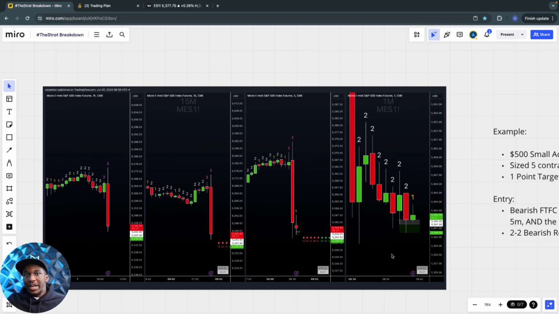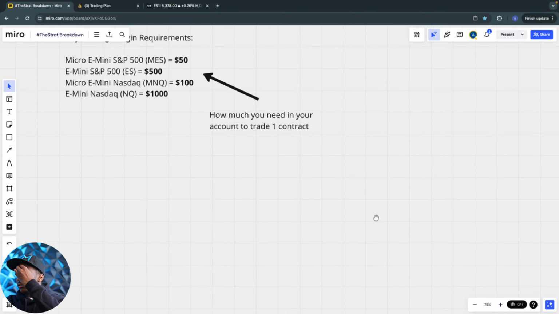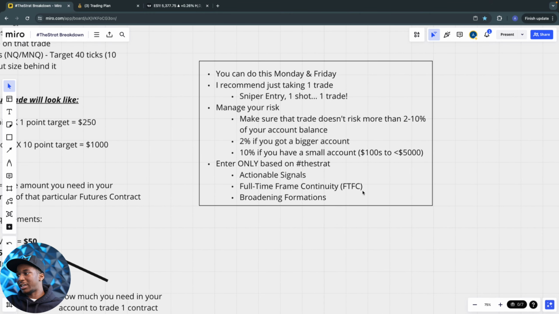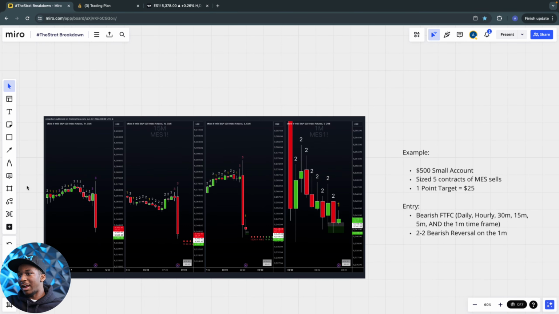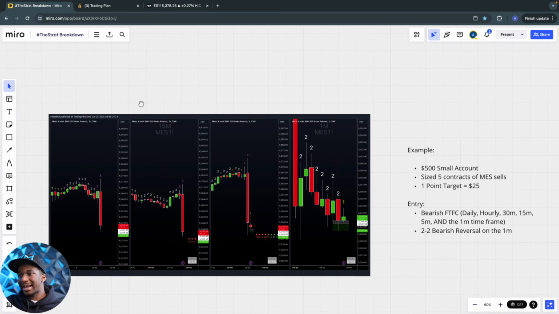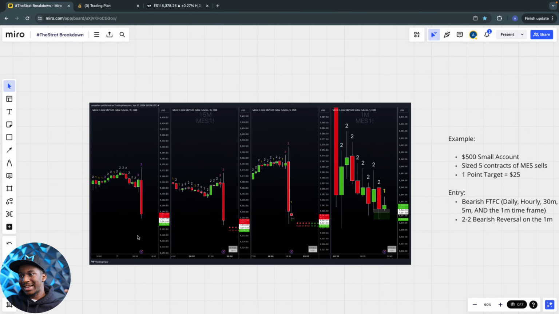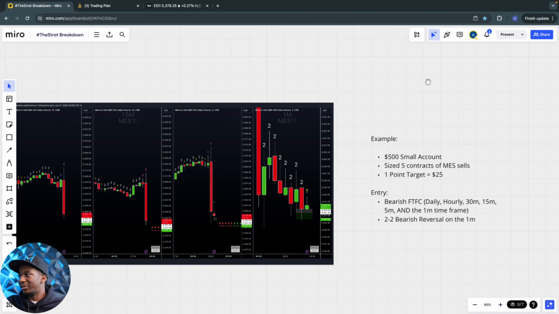So if everything is red and everything is going down, then I have multiple participation groups going in the same exact direction. So I want to be in the same direction as them too, right? So bearish full time frame continuity. So we got full time frame continuity checked off, right? Broad information, right? Price took out the high right here. Price took out the high, came back down, and now we're coming to take out that low, right? We came up, took out the high. Now we're coming down to take out the low, right?